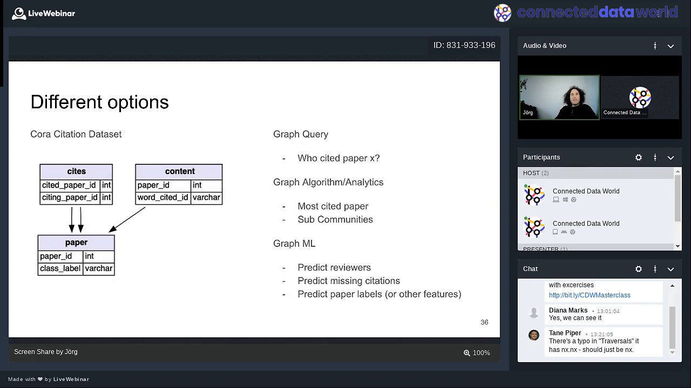Then if we look at GraphML, we could solve tasks such as trying to predict reviewers, trying to predict missing citations, trying to predict feature labels or other things we've seen. And this then comes in, we try to generalize that knowledge we've seen and try to apply it to previously unseen papers, for example.